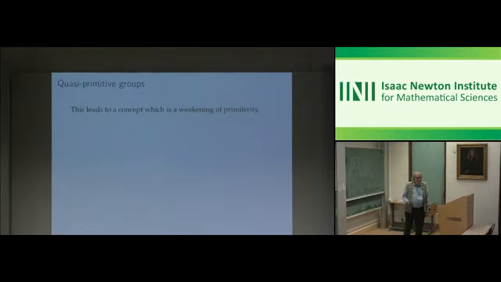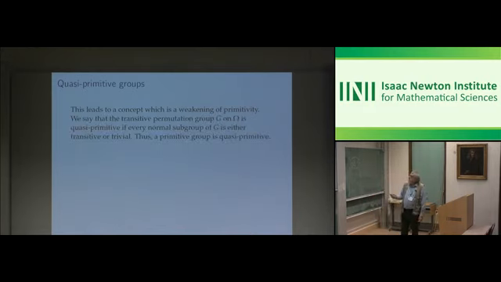Particularly Cheryl Praeger has taken this idea, which actually goes back to Galois. Peter Neumann, who has probably read Galois' works more carefully than anyone else, points out that Galois himself was a little bit confused between primitivity and quasi-primitivity, and sometimes he uses one concept and sometimes the other. So quasi-primitivity, what is this? A permutation group is quasi-primitive if every normal subgroup is either transitive or trivial.